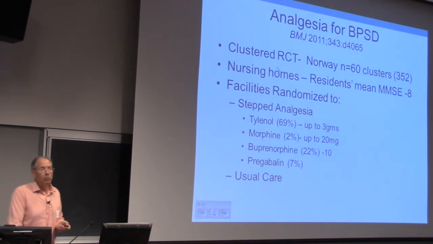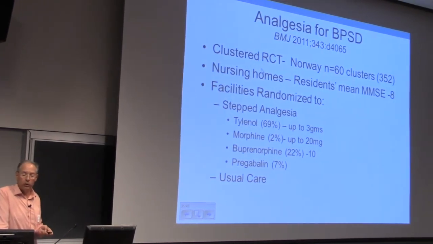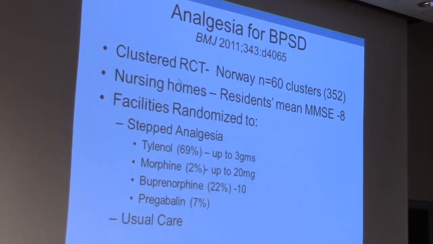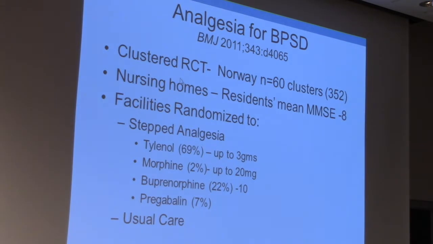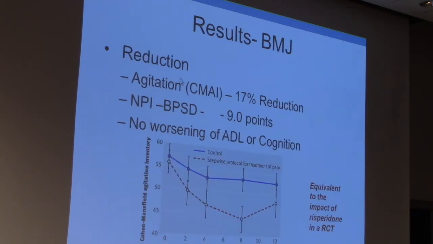I want to show you very quickly, this was a randomized controlled trial from Norway where they clustered nursing homes, randomized them to either stepped analgesia or usual care, which was antipsychotic treatment for people with agitation and dementia. In the randomization, they did 4 tiers. The first one was acetaminophen up to 3 grams. Then they would add in morphine up to 20 milligrams. Then they would use a buprenorphine patch, the Butrans patch, up to 10 micrograms. And then they would add in pregabalin if they thought there was a neuropathic component, or they got usual care. And this is the results of the study at the end of 12 weeks. And this is the control group.